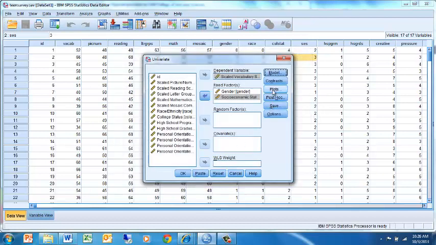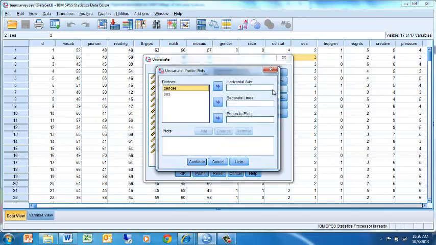One of the things we want to make sure that we are able to do is to understand what any interaction that occurs looks like. So we go to plots, and we're going to run separate lines for gender, and we want SES along our horizontal axis. The purpose of that will make sense when we start looking at the actual plot. Click on Add, and then Continue.